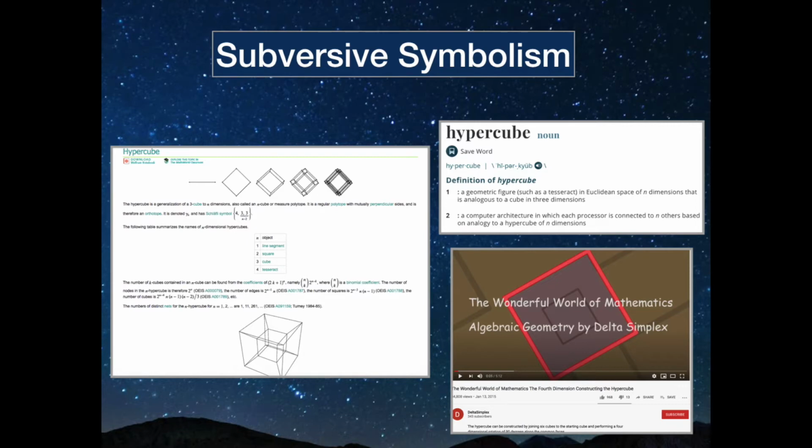In the upper right-hand corner box, the definition of hypercube is a geometric figure, such as a tesseract, in Euclidean space of n dimensions that is analogous to a cube in 3 dimensions. It is also a computer architecture in which each processor is connected to n others based on an analogy to a hypercube of n dimensions. And in the lower right-hand corner, I found this cool visual of the hypercube put together by someone called Delta Simplex, the wonderful world of mathematics, the 4th dimension, constructing the hypercube. And all the mathematics is available on the internet of how a hypercube works and how to do the actual computations if you're one of those wizards that has that capability. Looks like a lot of fun.